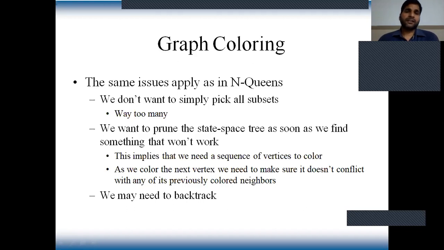For graph coloring, the same issues apply as in the N-Queens problem. We don't want to simply pick all subsets, way too many. We want to prune the state space tree as soon as we find something that would not work. So in this problem, we need a sequence of vertices to color. As we color the next vertex, we need to make sure it does not conflict with any of its previously colored neighbors. So we may need to backtrack.